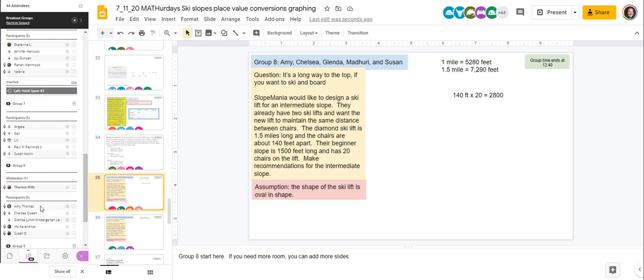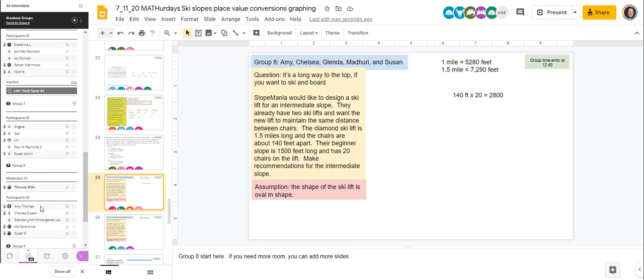Yeah. Very clever. I think you're the only group that has found or discovered that. And part of that was in the context of the problem. Sometimes our context can be tricky for students to understand if they've never been on a ski slope. But keep going with that. You guys are doing a fantastic job.